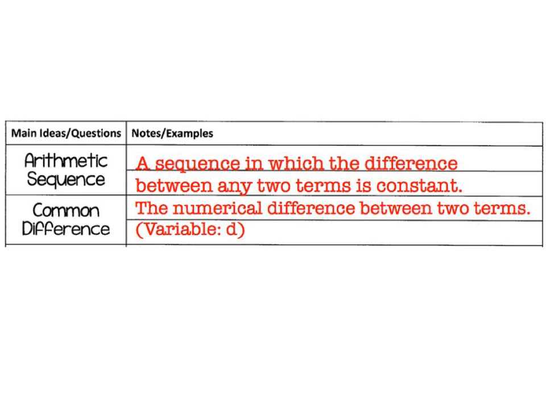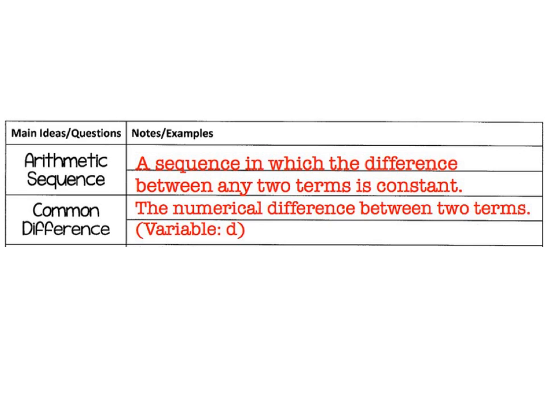Alright, so first of all, what is an arithmetic sequence? The formal definition of an arithmetic sequence is a sequence in which the difference between any two terms is constant. So an arithmetic sequence is a sequence in which the difference between any two terms is constant.